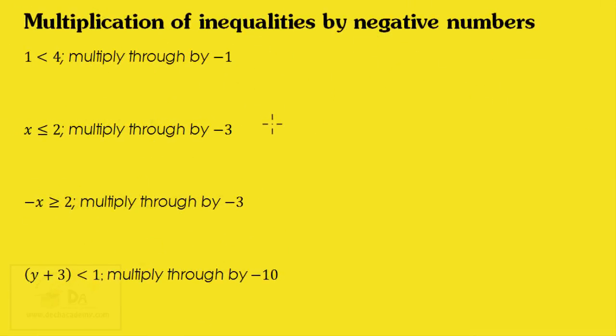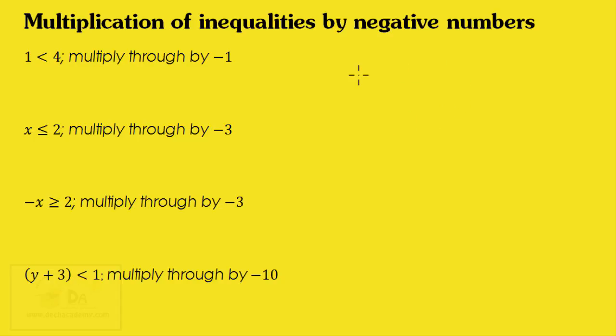This video deals with the multiplication of inequalities by negative numbers. And just before we go into that, I'm going to give you an example of an equation like x equals 2. Now, if this equation were to be multiplied by minus 1, so if it were to be multiplied through by minus 1, the left hand side term will be multiplied by minus 1 to give minus x, and the right hand side term will be multiplied by minus 1 to give minus 2.